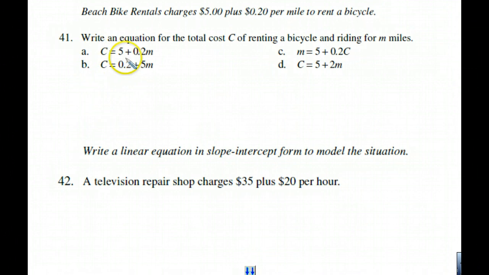Let's see here, number 41, write the equation for the total cost of renting a bicycle and riding for m miles. Okay, so our information here, they charge $5 plus 20 cents or $0.2 per mile. The part that is per mile or rate is always going to be considered the slope. And the part that they charge extra, the one-time fee, is also always considered the y-intercept. So we'll know that our cost is equal to however many miles we ride, so 20 cents times however many miles we ride, m, plus $5. And that looks like it'll be answer A, which is the same thing just in reverse here.